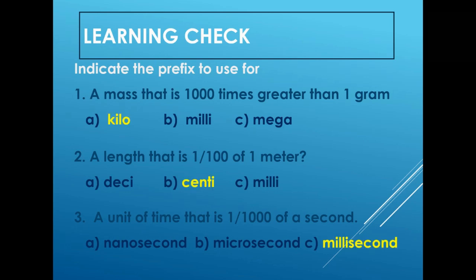So kilo means 1,000. So if we have 1,000 times greater than a gram, we're going to call it a kilogram. 1/100th is represented by centi. Think century, right? So a century has 100 years in it. So centi means 1/100th of a meter. And 1/1000th, like a millennia, is 1,000 years. So a millisecond is 1/1000th of a second.